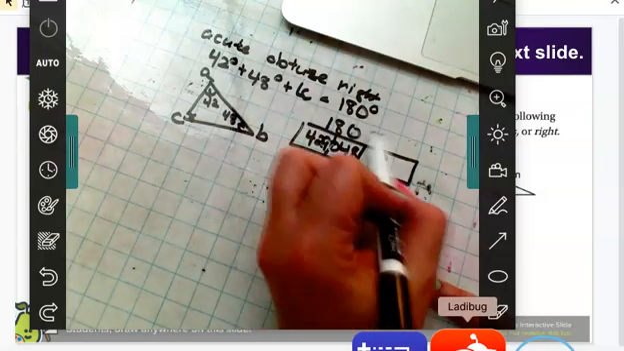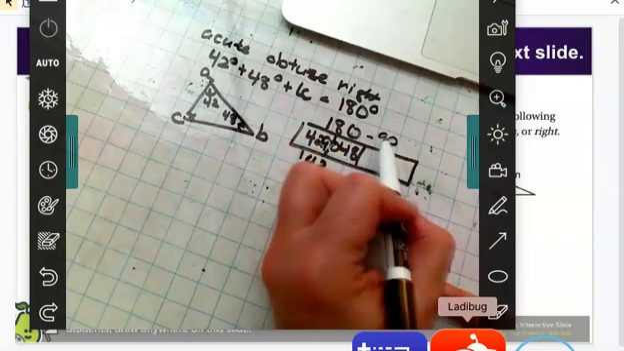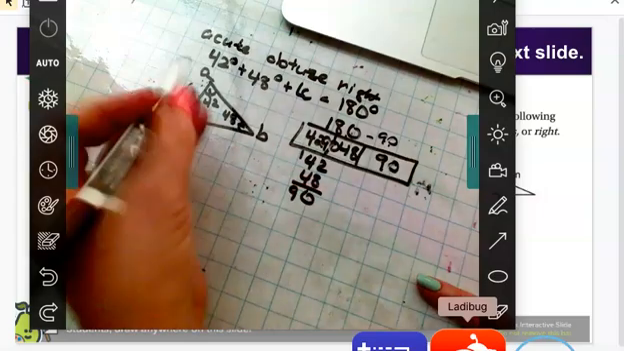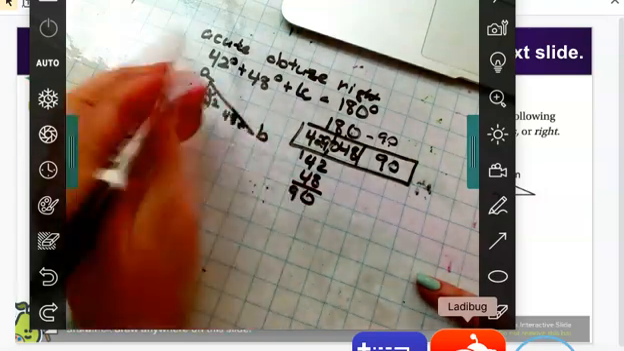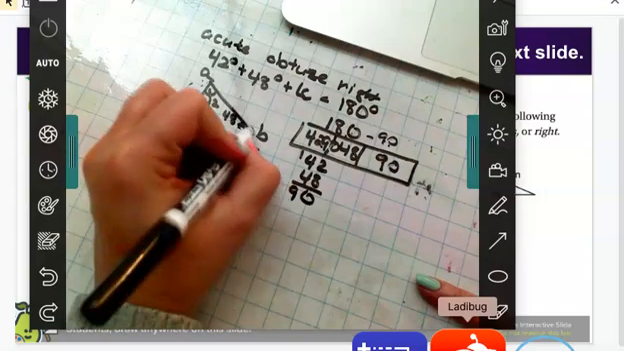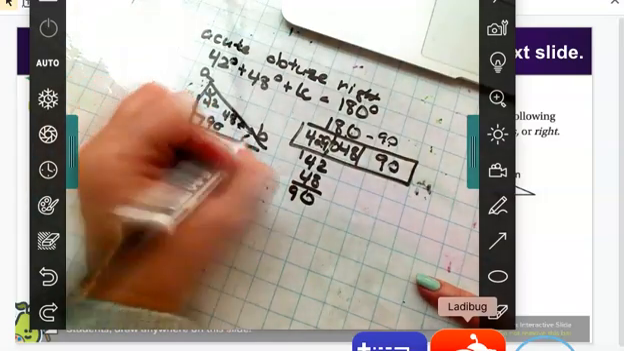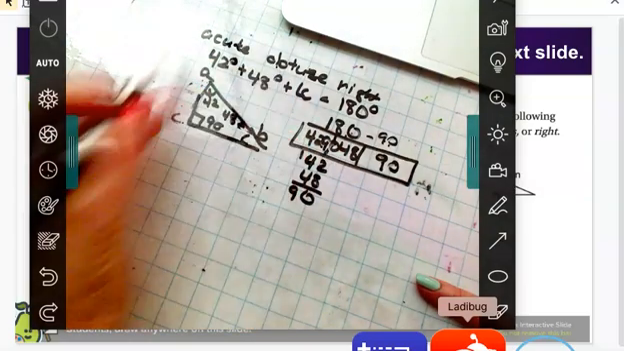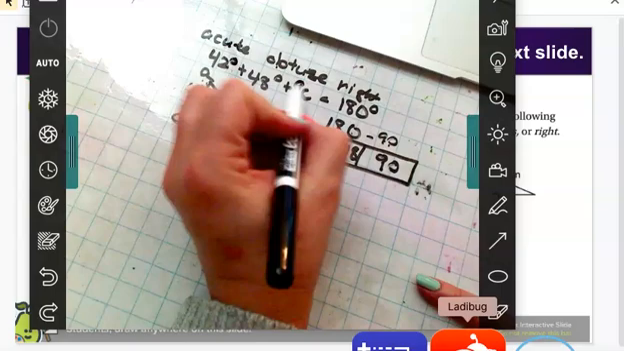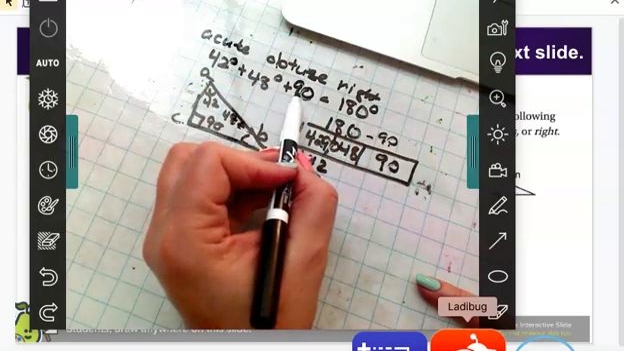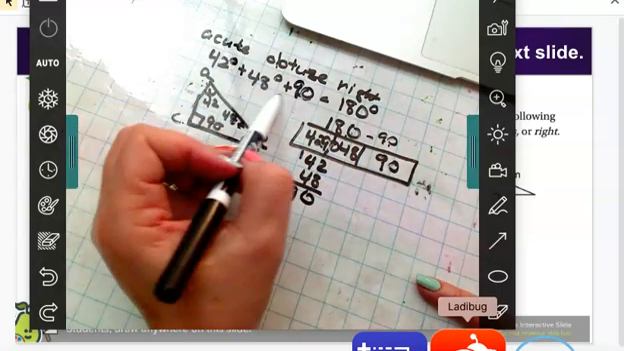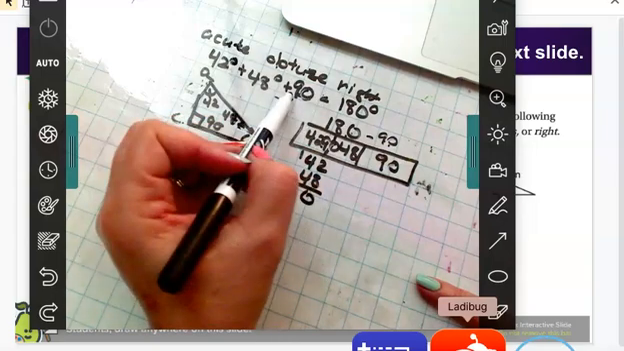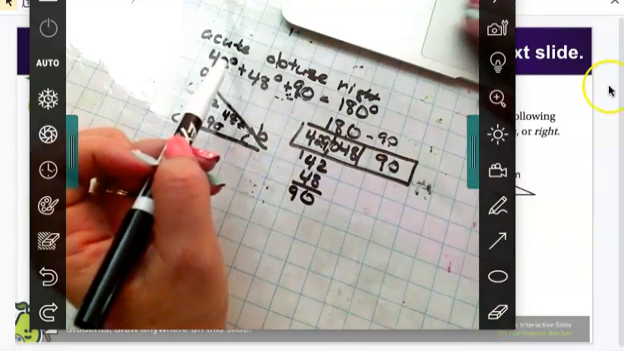And what number plus 90 will give you 180? Well, 180 minus 90 is another 90. So guess what? This, even though I didn't draw it well, is actually a 90-degree angle, which is a right angle. It's not obtuse, because there are no angles larger than 90. It's not acute, because all the angles would have to be less than 90. It is a right triangle because it has 1 right angle. All right, that was kind of tricky.